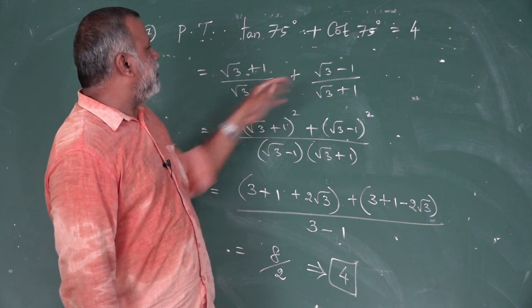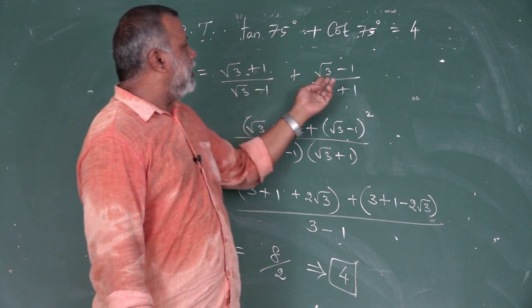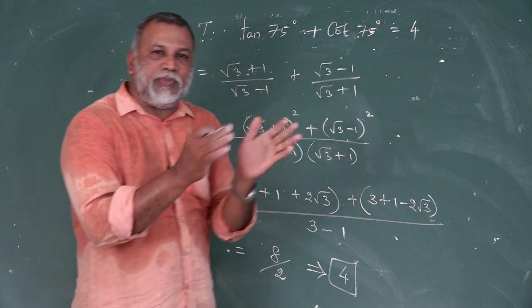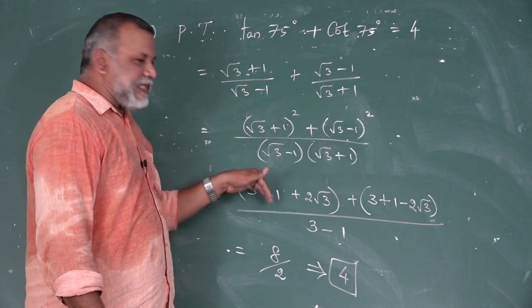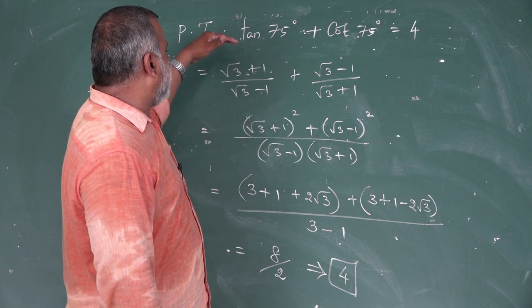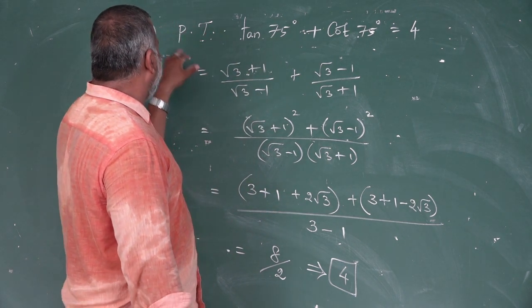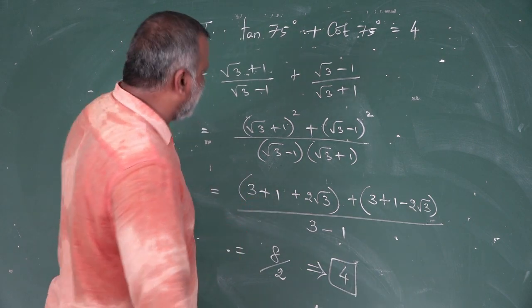Just see here the reciprocal. It is in the form of (root 3 plus 1) divided by (root 3 minus 1), just a reciprocal. After that, simplification. That is the lower class process. Just take LCM and expand, simplify. You can get the result. So far we discussed all these problems. Prove that tan 75 cot 75 equals 4.